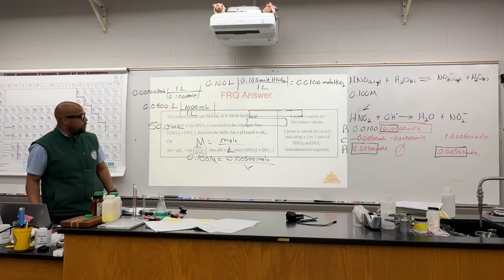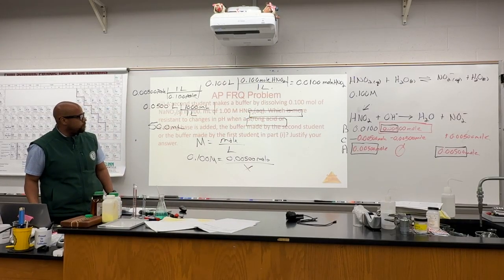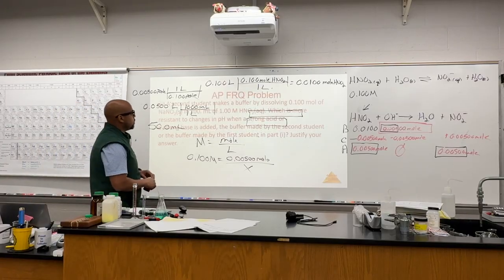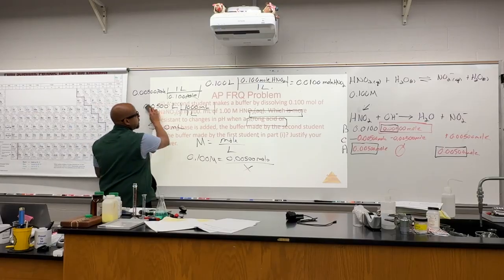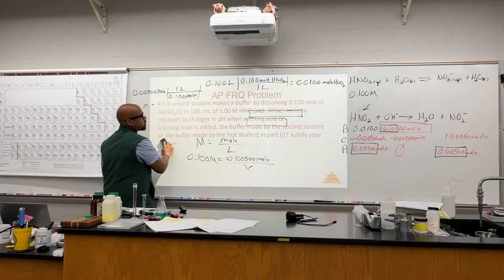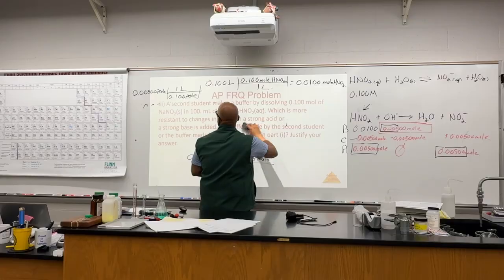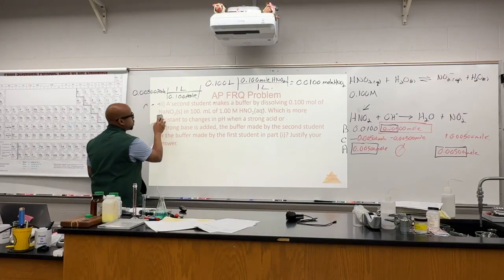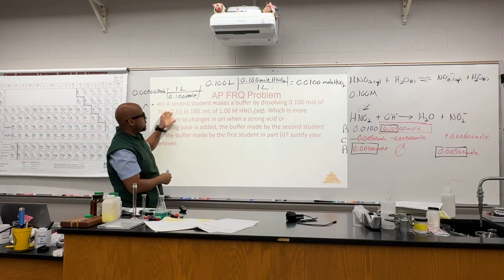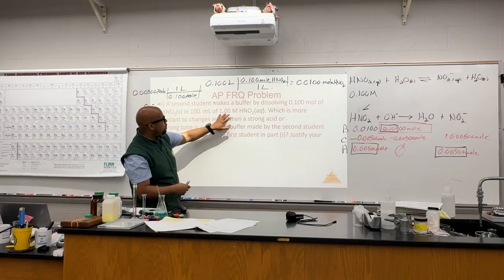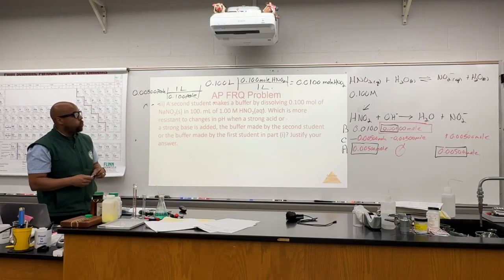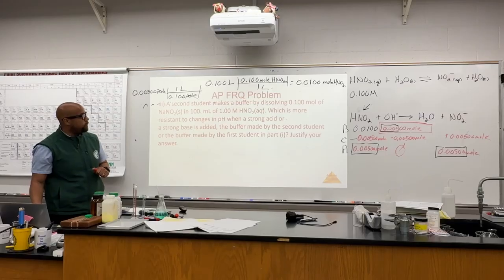All right, one last problem I'm going to look at here, and that's going to be this problem right here. If you look at it, basically what they say is we have a second student who makes a buffer solution. And for this buffer solution, they're going to start off in this case with 0.10 moles of the actual conjugate base. And also they start off with a 1.0 molar of the weak acid. And the question they have is which one's going to do a better job of resisting the change in pH?